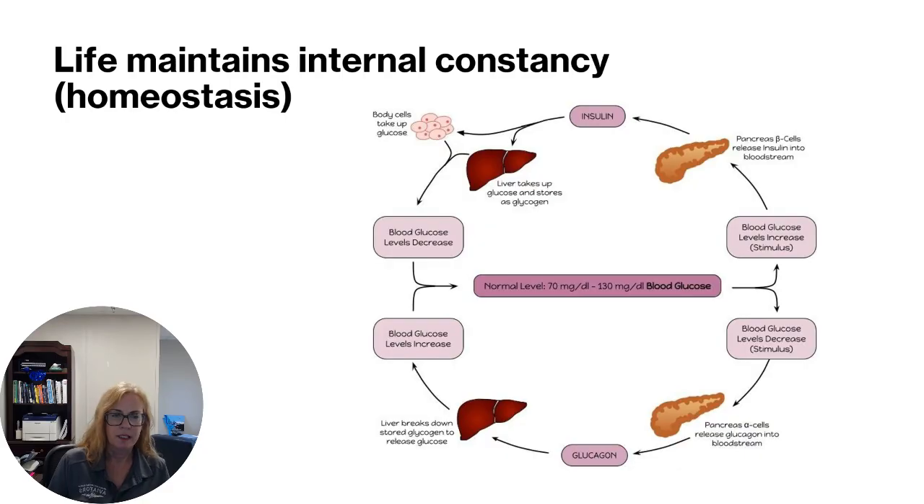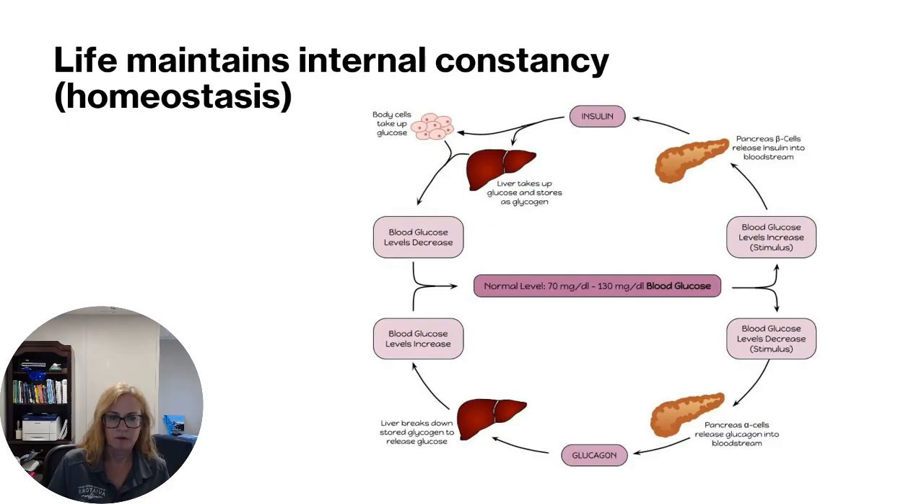In this example, we're looking at blood sugar regulation. There's a narrow range, as you can see here. The normal level is between 70 milligrams and 130 milligrams. If your blood sugar levels are too high, your pancreas beta cells release insulin. Insulin stimulates the liver and the body cells to take up glucose. So when they take it up, the level of sugar in your bloodstream actually goes down.